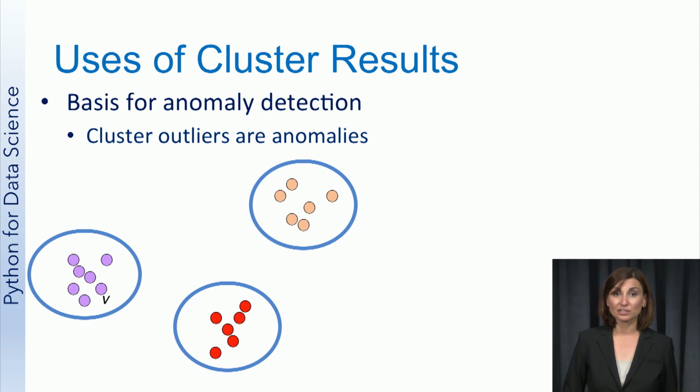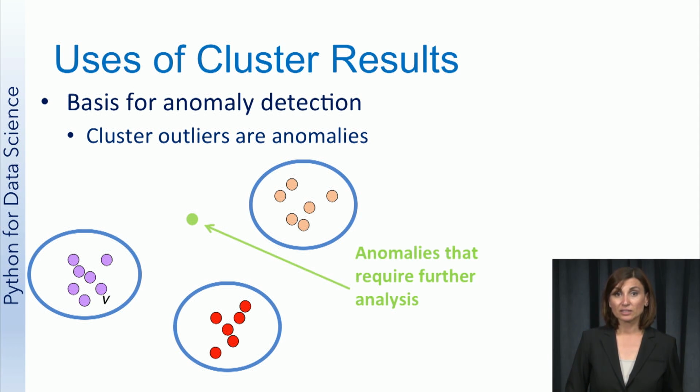Yet another use of cluster results is as a basis for anomaly detection. If a sample is very far away or very different from any of the cluster centers, like the green sample here, then that sample is a cluster outlier and can be flagged as an anomaly. However, these anomalies require further analysis. Depending on the application, these anomalies can be considered noise and should be removed from the dataset. An example of this would be a sample with a value of 150 for age.